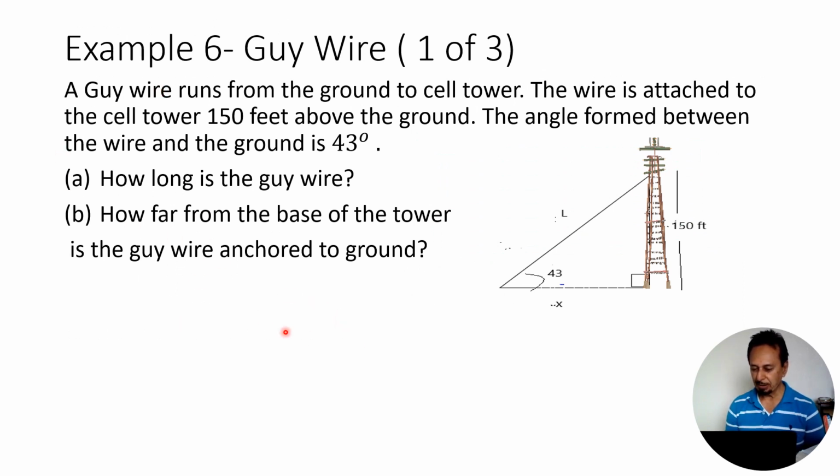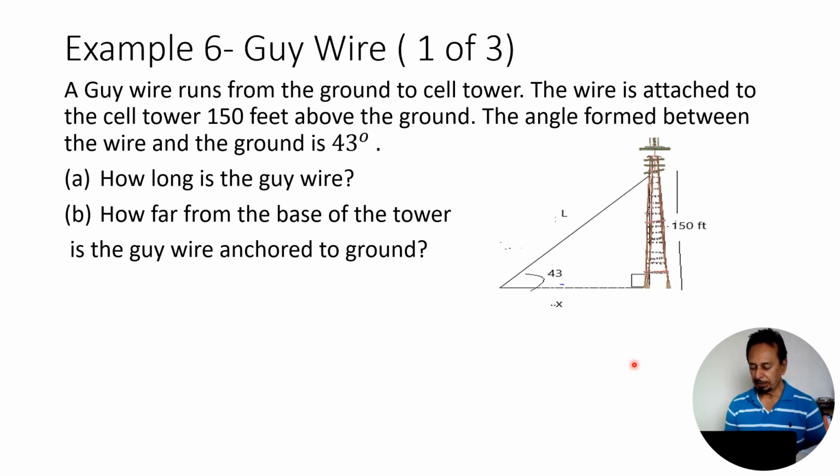Example 6. A guy wire runs from the ground to the cell tower, to this one. The wire is attached to the cell tower 150 feet above the ground, so this is 150 feet. The angle formed between the wire and the ground, this one, is 43 degrees. How long is the guy wire, L, and how far from the base of the cell tower to the ground is the anchor point? So we need to find this, let's say X, and this one, L.